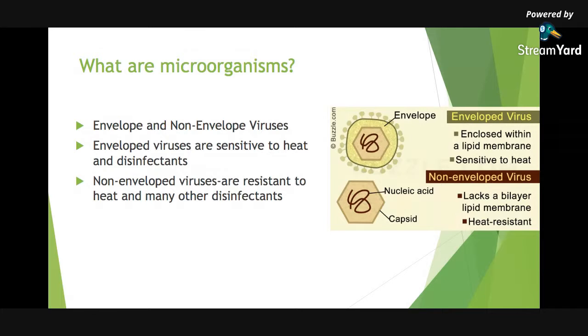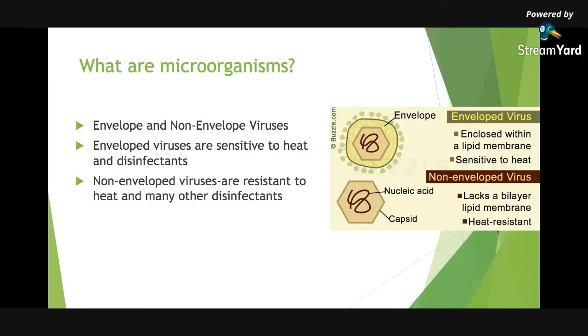So there's two different types of viruses. There's envelope viruses and there's non-envelope viruses. Envelope viruses are sensitive to heat and disinfectants. Non-envelope viruses are resistant to heat and many other disinfectants. So the coronavirus that we're dealing with right now, it is an envelope virus. So it's enclosed within a lipid membrane, and it should be sensitive to heat.